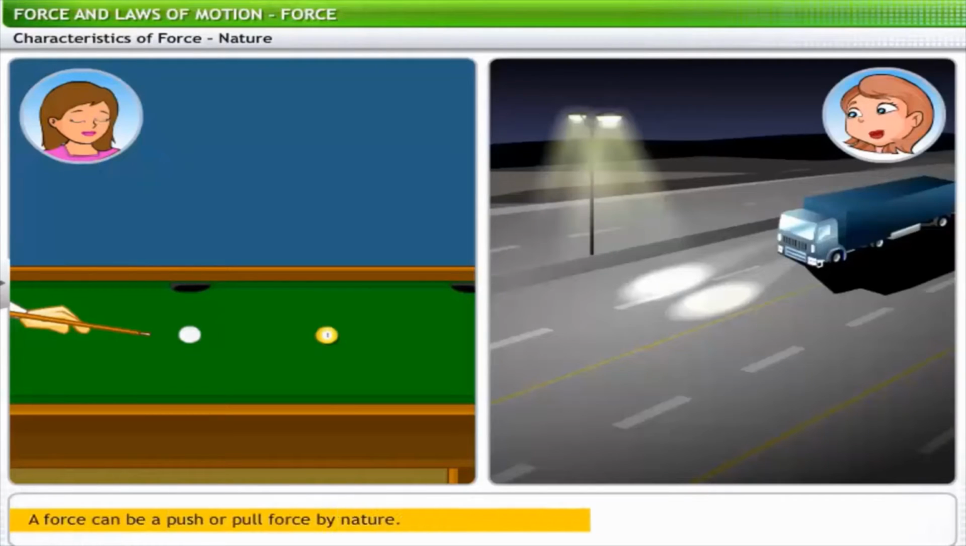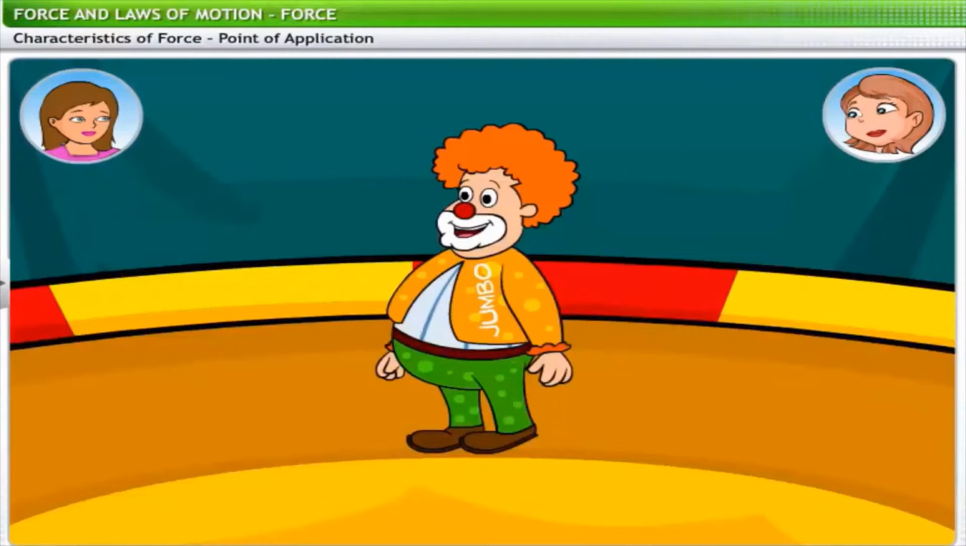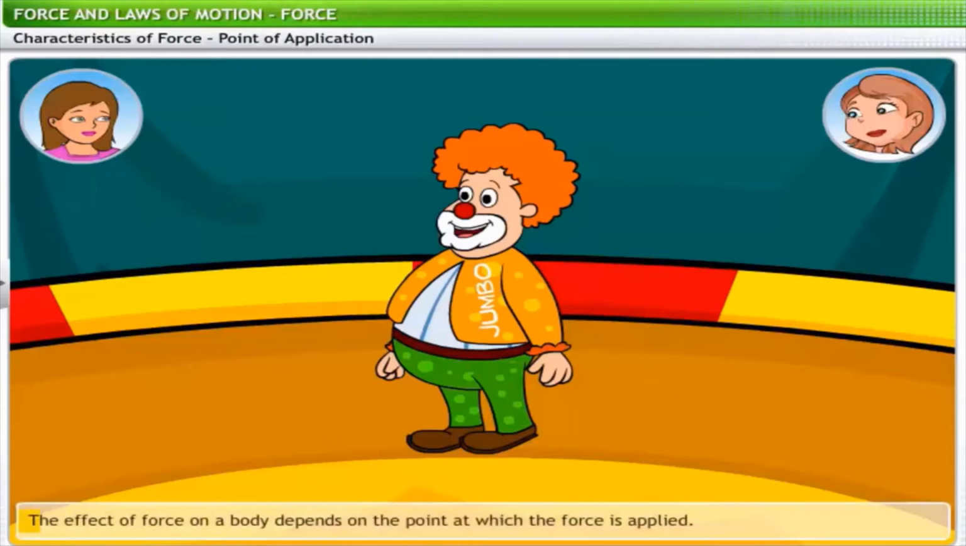A force can be a push or pull force by nature. For example, a cue pushes the billiard balls forward, while a truck pulls a trailer behind it. Finally, let's look at the point of application of a force. The effect of force on a body depends on the point at which the force is applied.